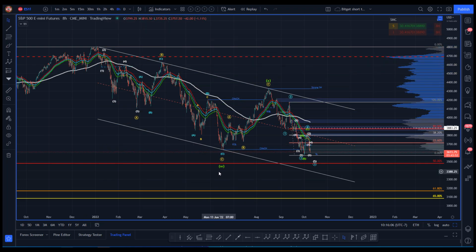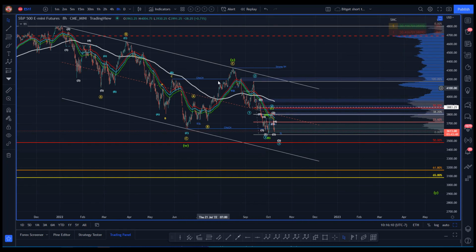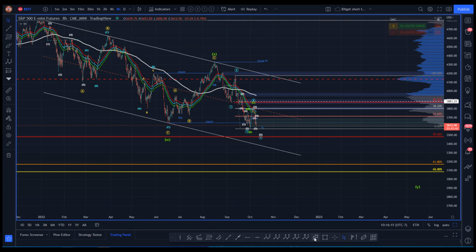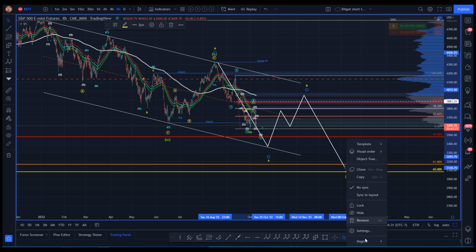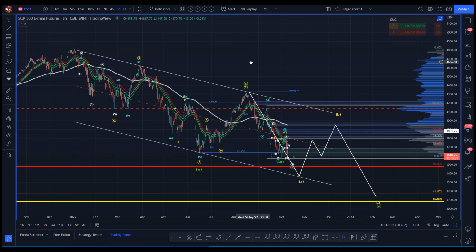All right, so WXY, so my implication here would be this is WX, so this is more bearish, right? So we're working on the A wave here, right? B, right? So my double is just coming in slightly differently. So it would be coming down here, A, B, C. Let's get that. All right, so that's the alternate to consider.